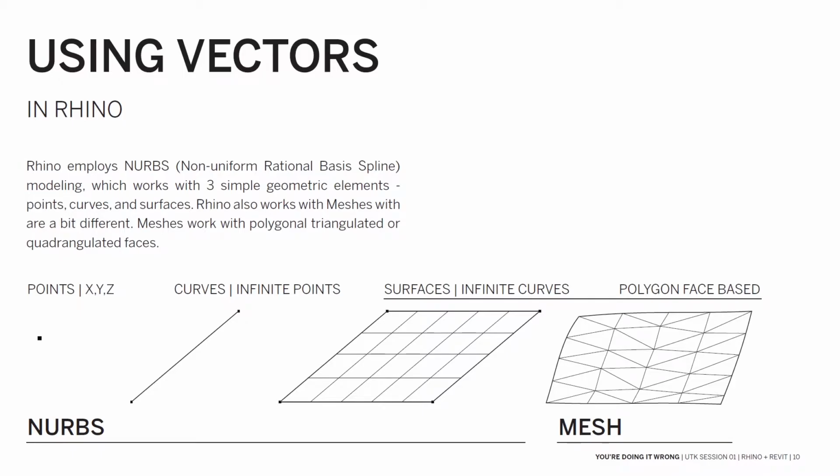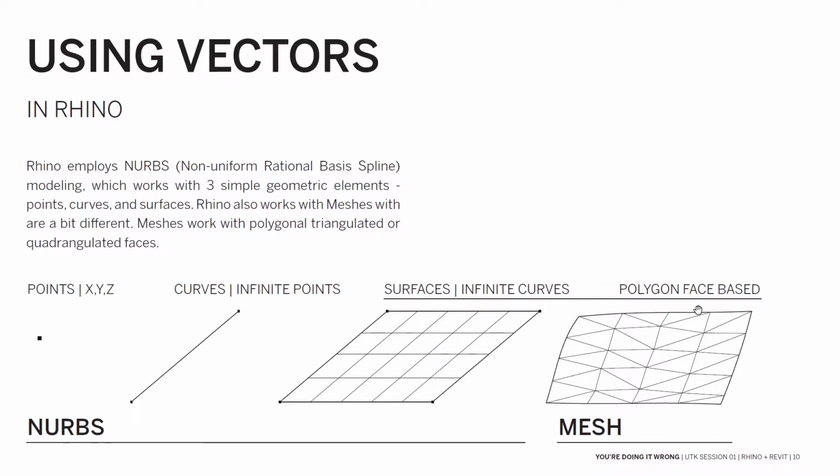And surfaces are the same way. So a surface is an infinite extrusion of curves in both the U and V directions. So you can extract a curve from any location along that surface because those curves actually exist in the surface. And same thing with points. You can extract a point from any location along that surface because it's comprised of infinite points and infinite curves.